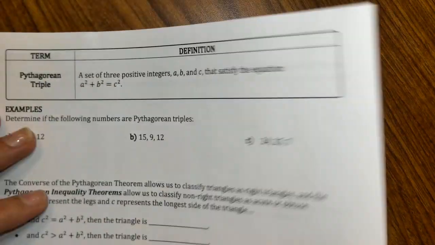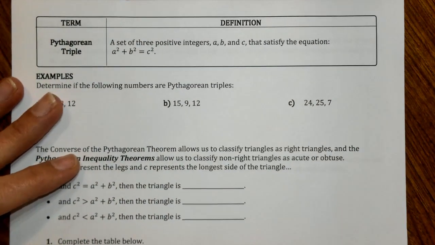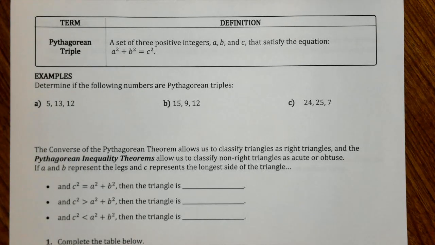So now let's take a look at Pythagorean triples real quick. You do not have to have these memorized in my class. It's always a good idea to have them memorized so you can immediately look at what's going on. Do we have a right triangle immediately without having to plug in?